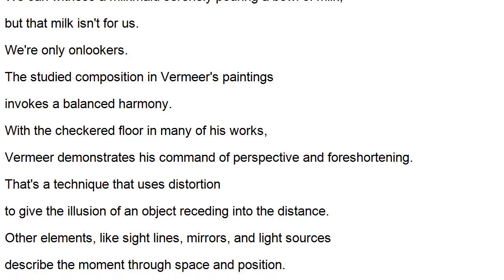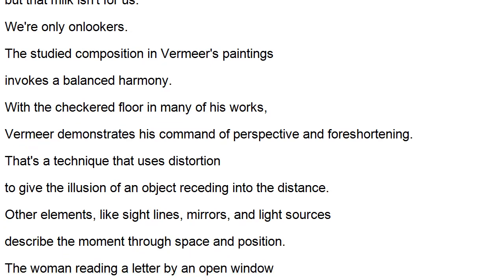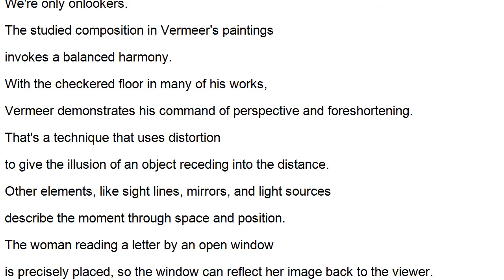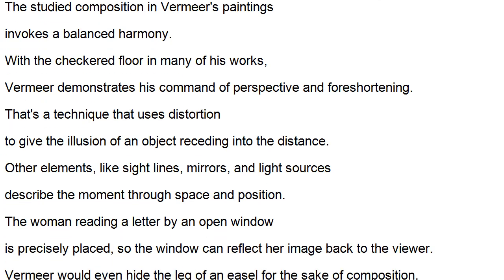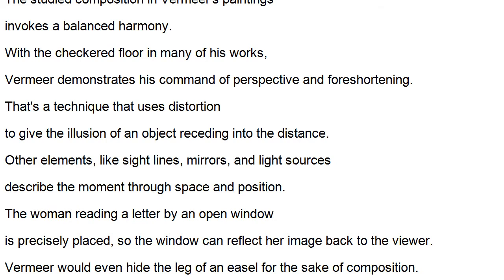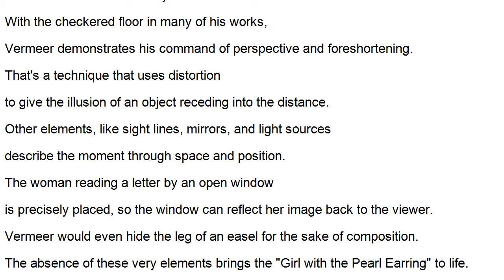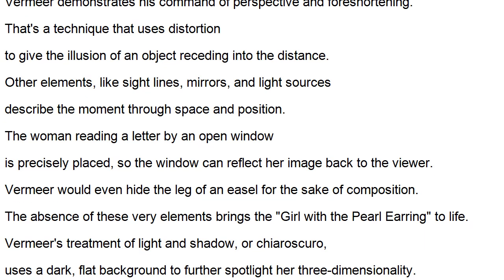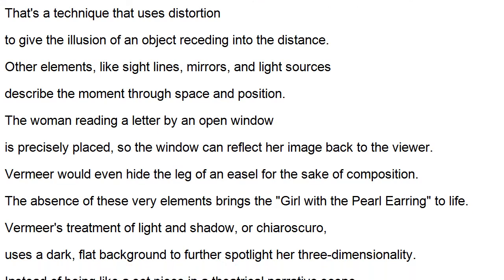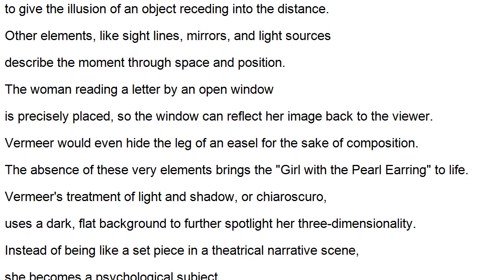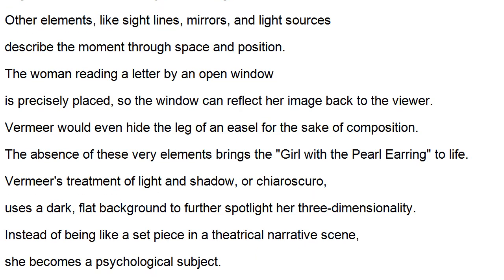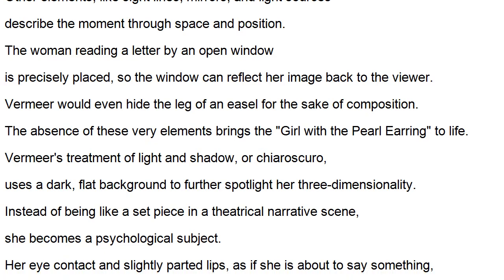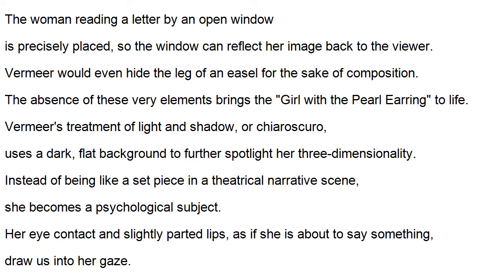With a checkered floor in many of his works, Vermeer demonstrates his command of perspective and foreshortening. That's a technique that uses distortion to give the illusion of an object receding into the distance. Other elements like sight lines, mirrors and light sources describe the moment through space and position. The woman reading a letter by an open window is precisely placed so the window can reflect the image back to the viewer. Vermeer would even hide the leg of an easel for the sake of composition.